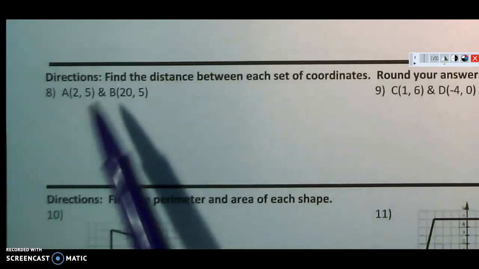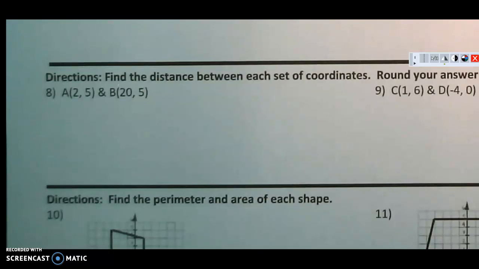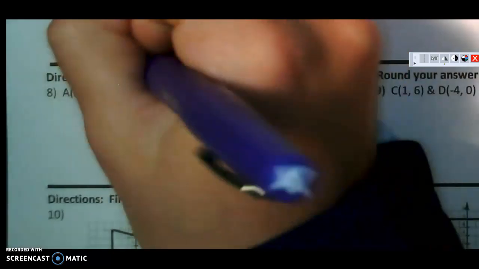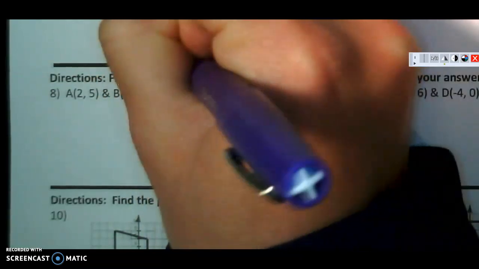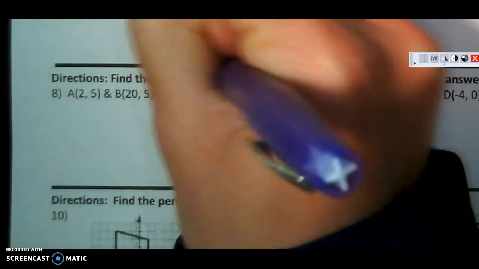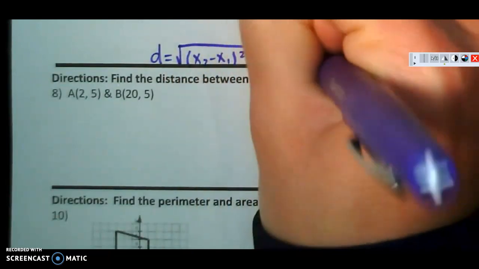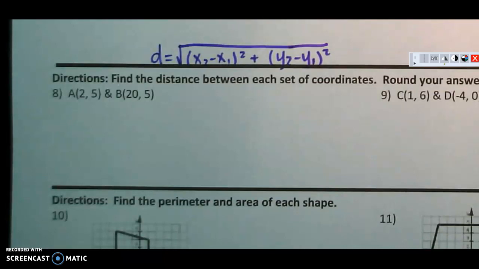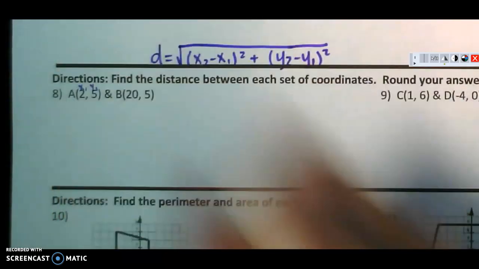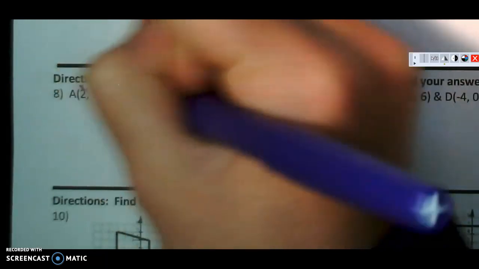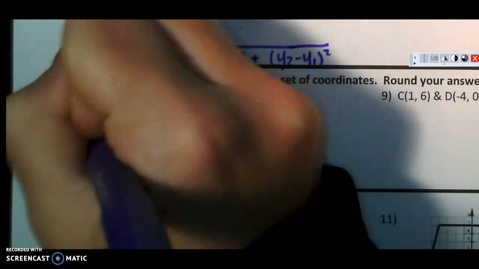All right, the directions say to find the distance between each set of coordinates, round your answer to the nearest tenth. Okay, to do this, we're going to need to utilize the distance formula. The distance formula is x2 minus x1 squared plus y2 minus y1 squared. Okay, so here is our first x and our first y. Here's our second x and our second y. Let's go ahead and plug these in.